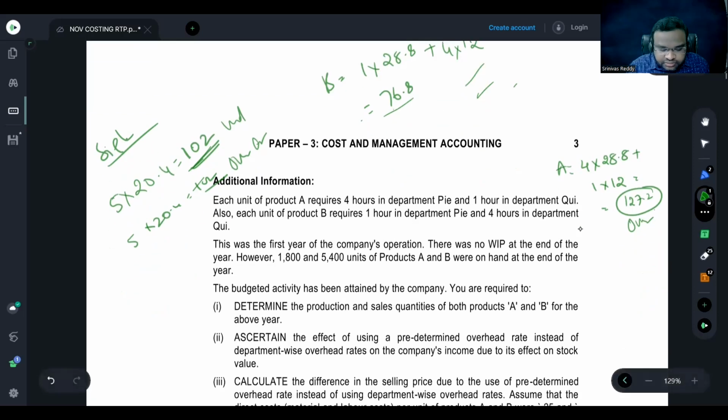Okay. This was the first year of the company's operation. There was no WIP at the end of the year. However, 1,800 and 5,400 units of products A and B were on hand at the end of the year.